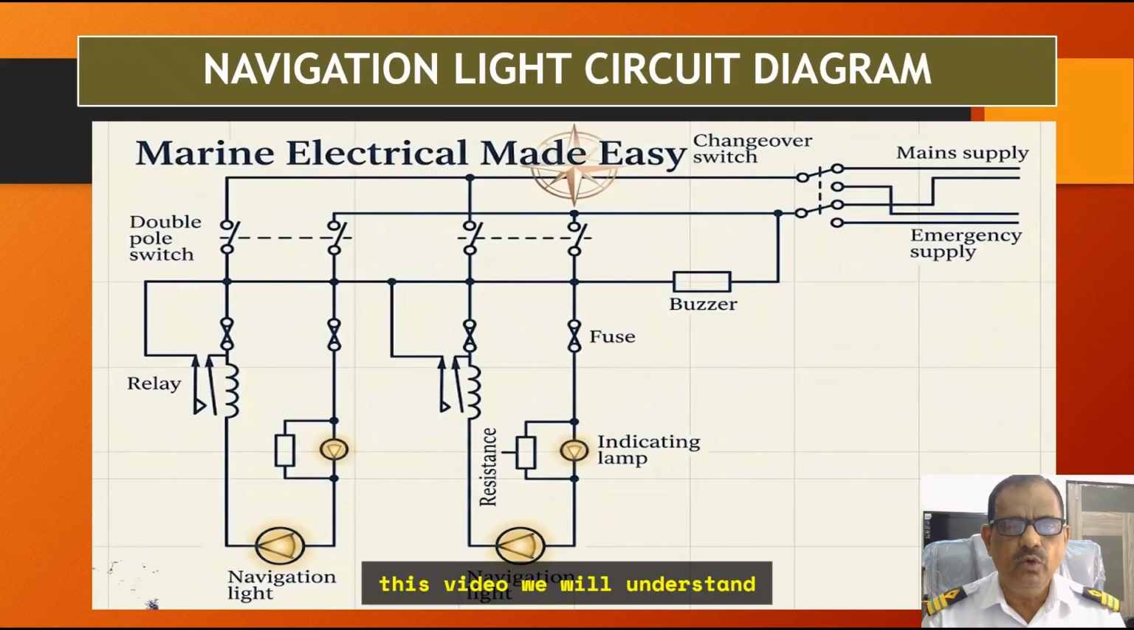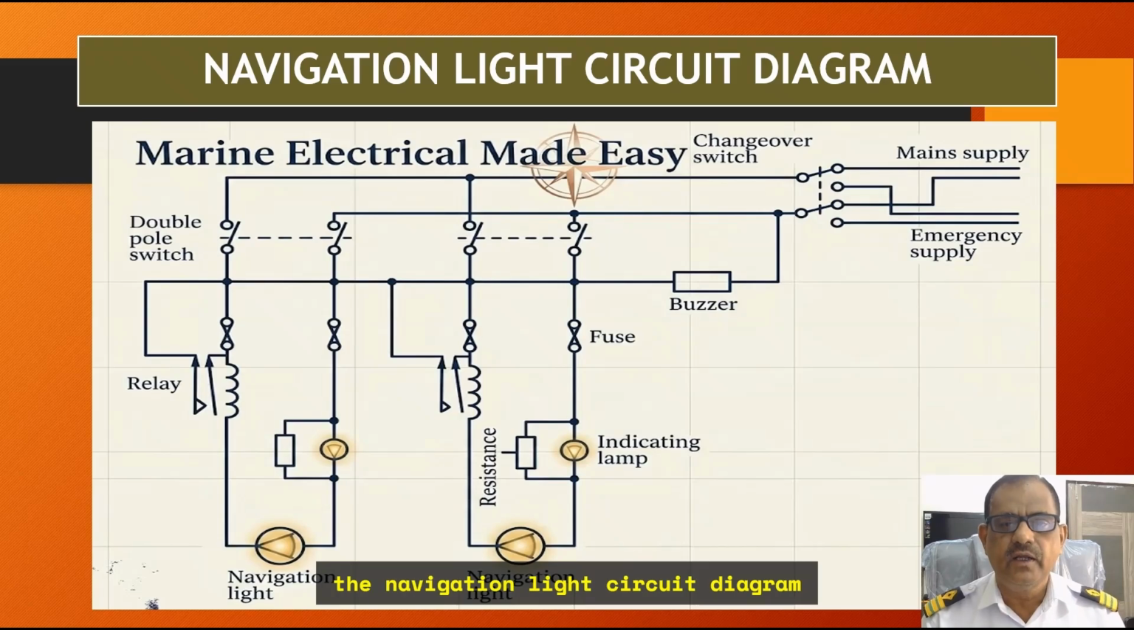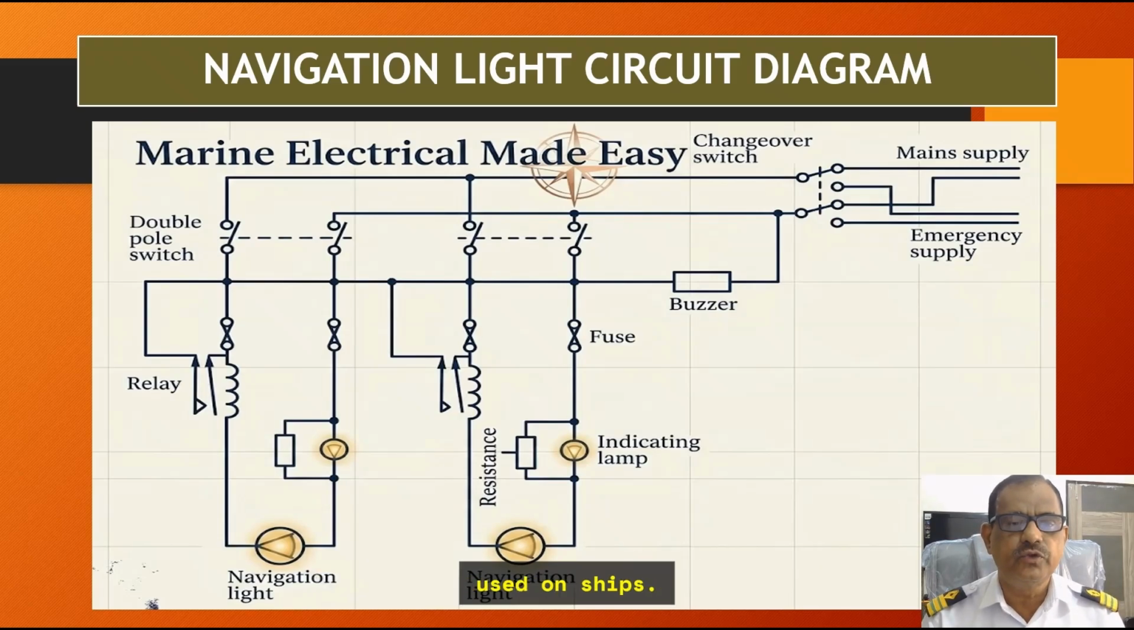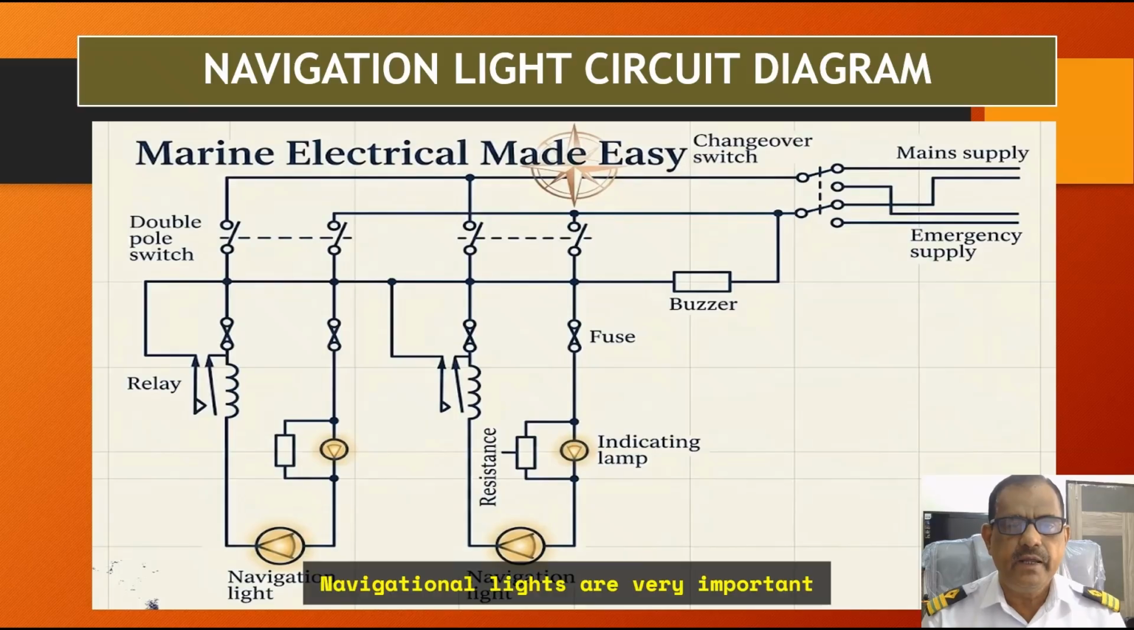In this video, we will understand the navigation light circuit diagram used on ships. Navigation lights are very important because they help other ships identify a vessel's position, direction and status, especially during the night or in poor visibility. Let us understand how the circuit works.